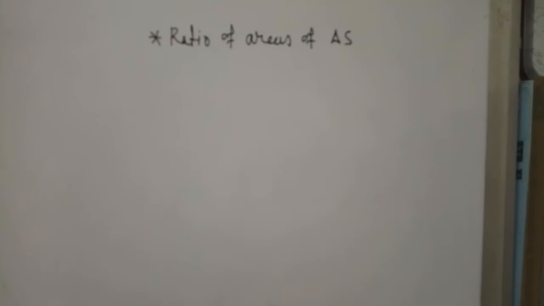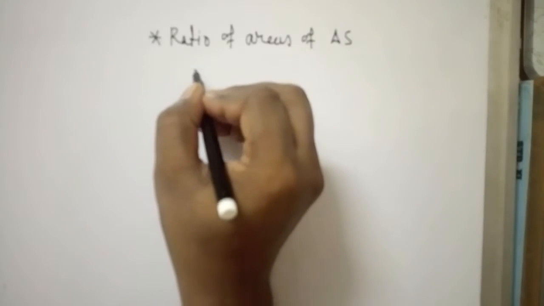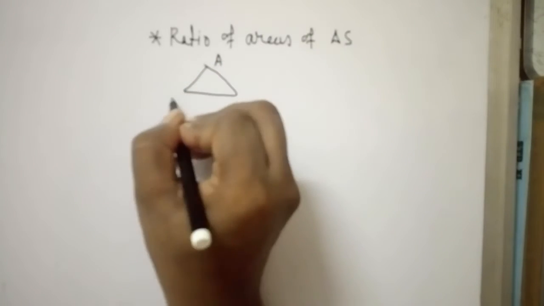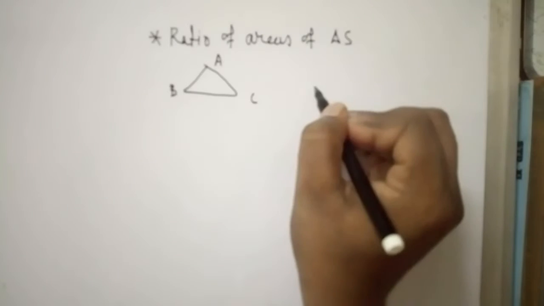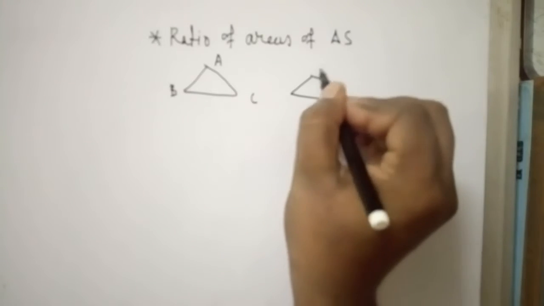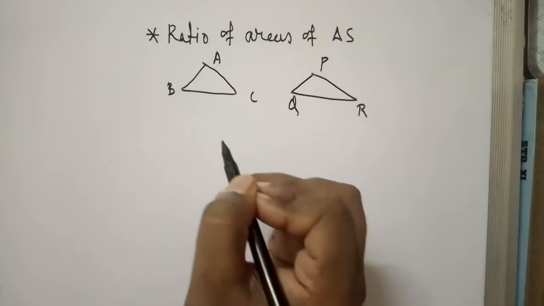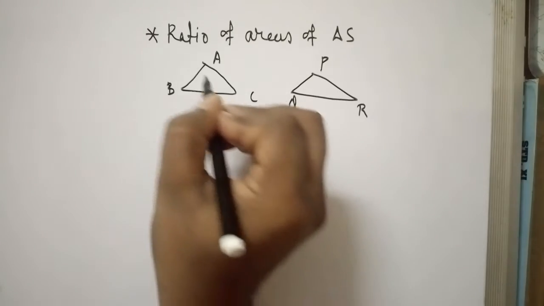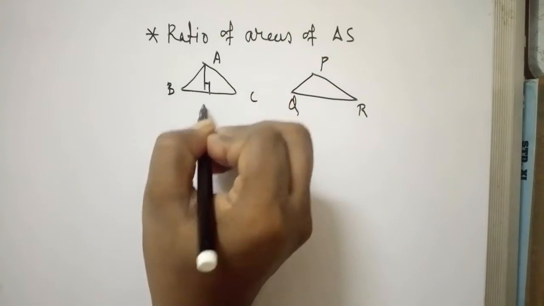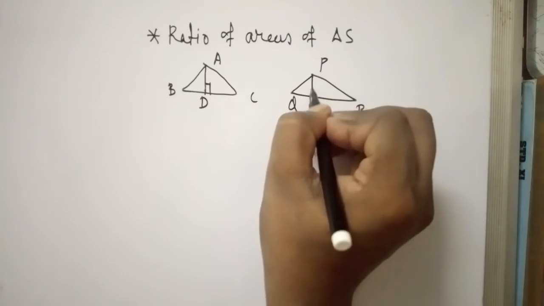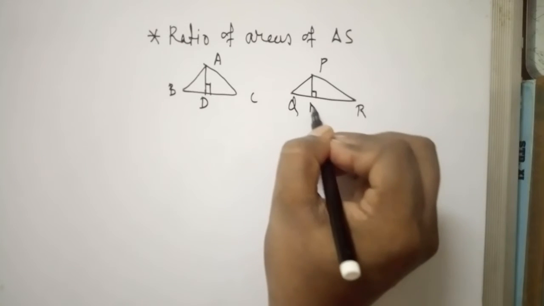Let's first take the general case. So when I say general case, let's take two different triangles. First triangle is ABC, second triangle is PQR. For the first triangle, AD is the altitude which is on BC. For the second triangle, PM is the altitude.